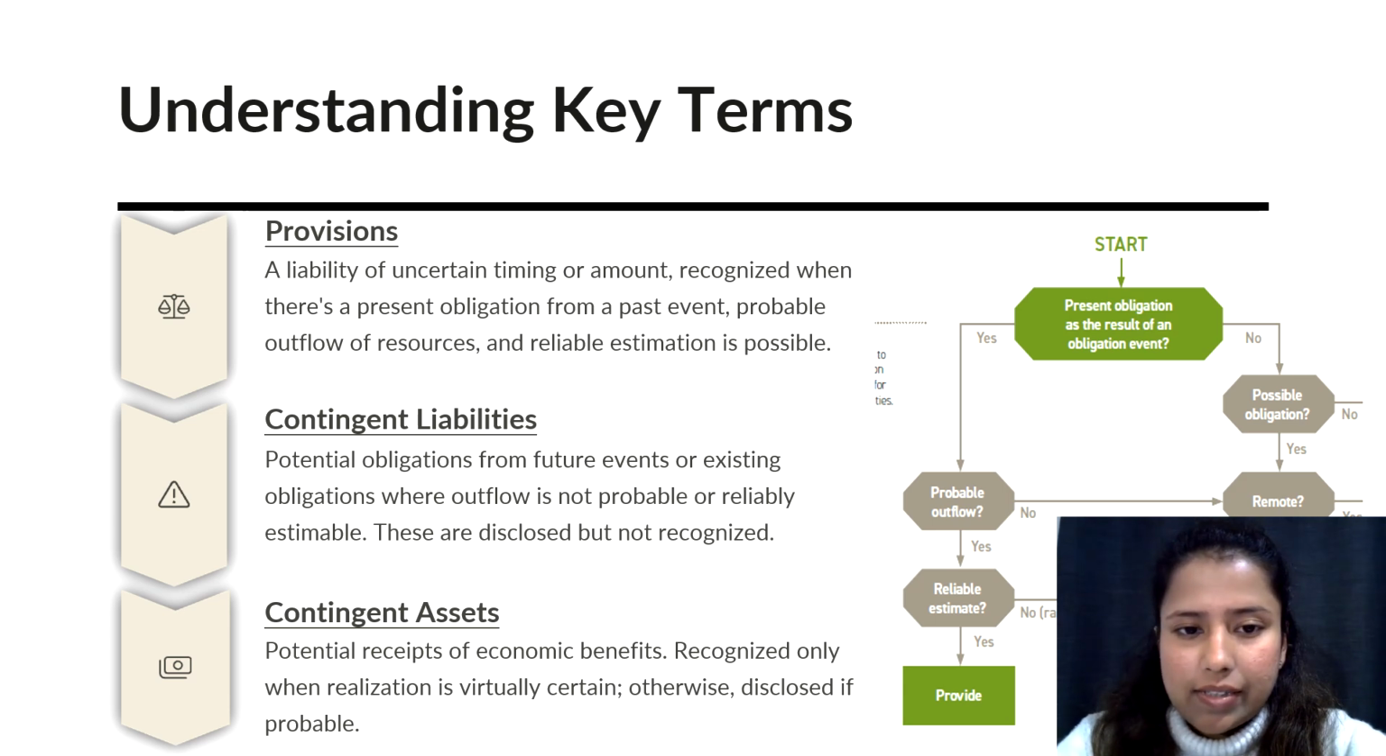Next are contingent assets. Contingent assets are possible inflows of economic benefits that are only recognized when virtually certain, and otherwise only disclosed if probable.